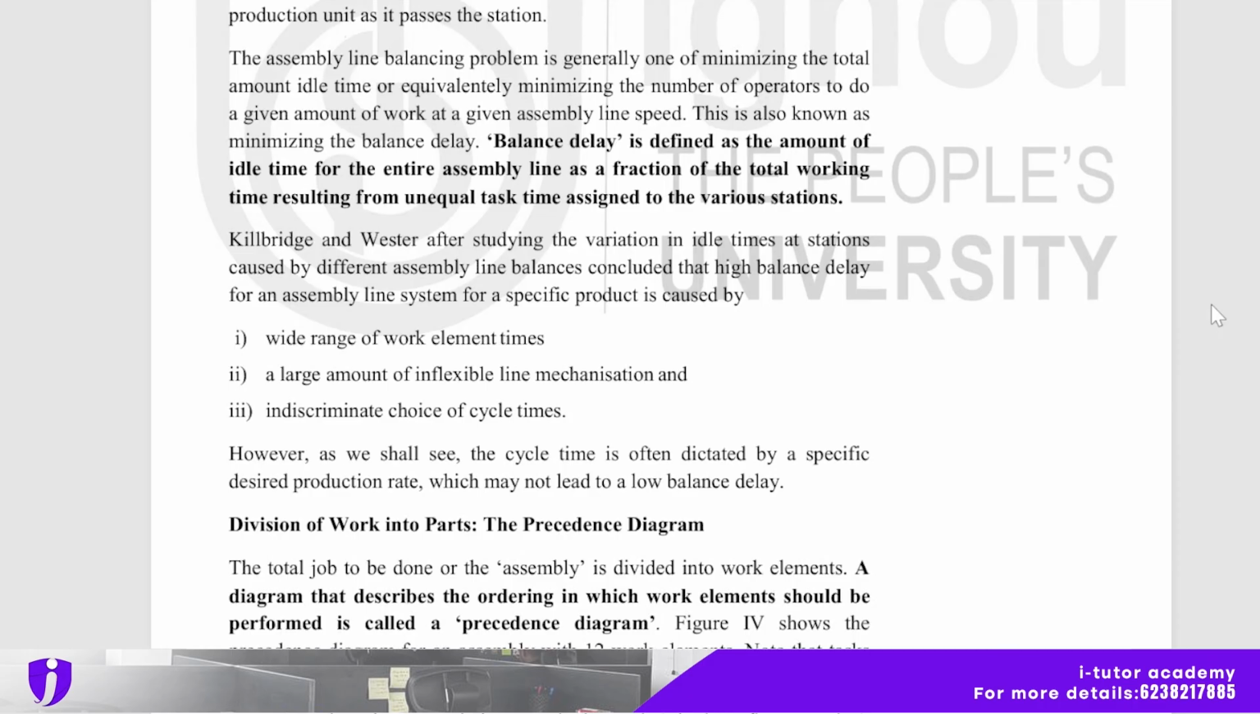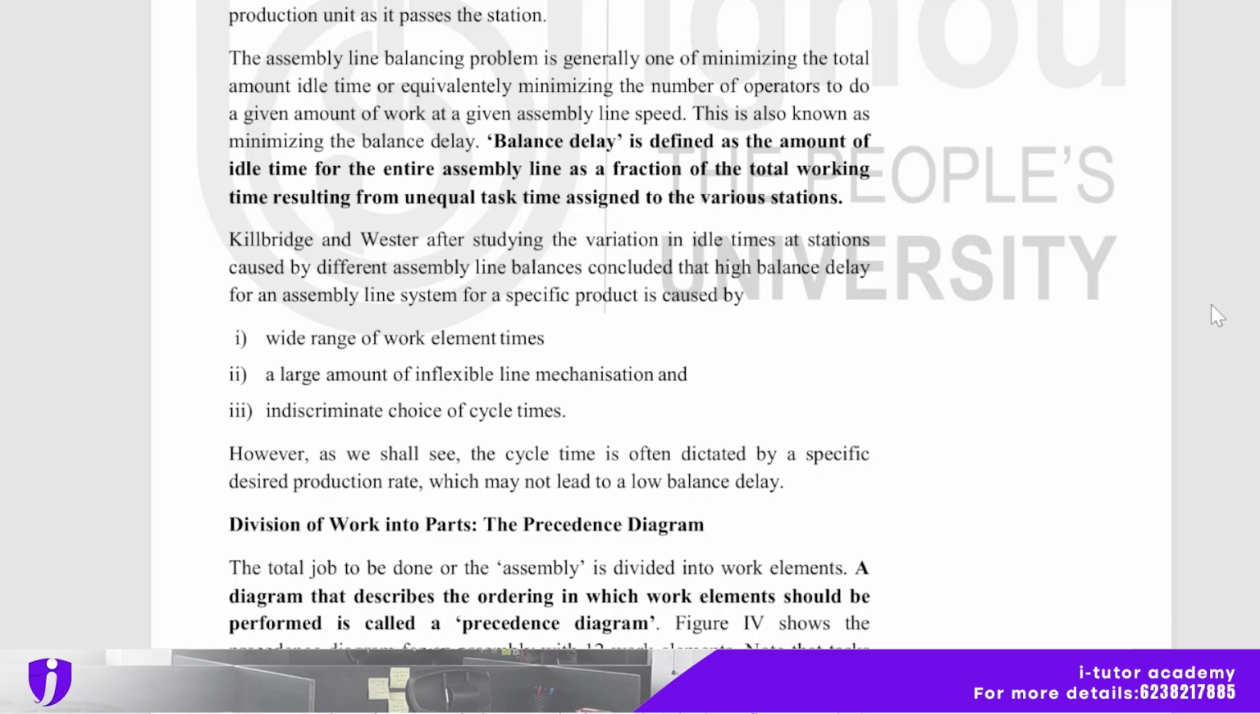The assembly line balancing problem is generally one of minimizing the total amount of idle time, or equivalently minimizing the number of operators to do a given amount of work at a given assembly line speed. This is also known as minimizing the balance delay. Balance delay is defined as the amount of idle time for the entire assembly line as a fraction of the total working time, resulting from unequal task times assigned to the various stations.